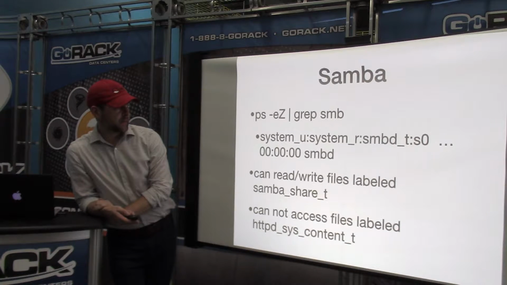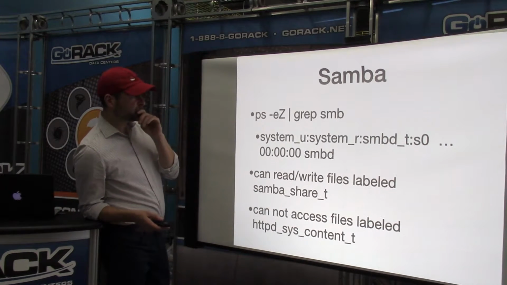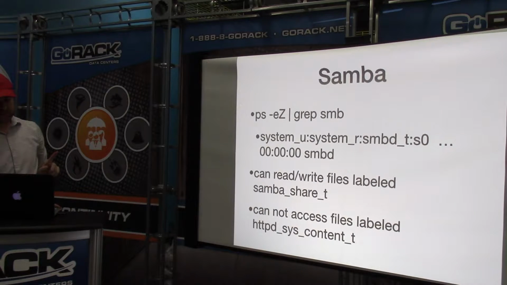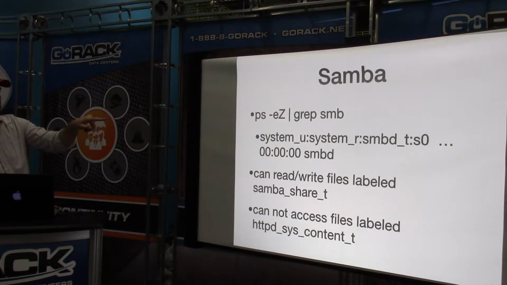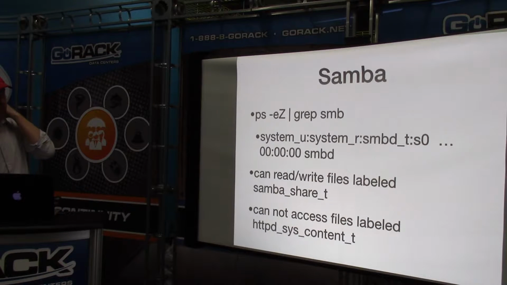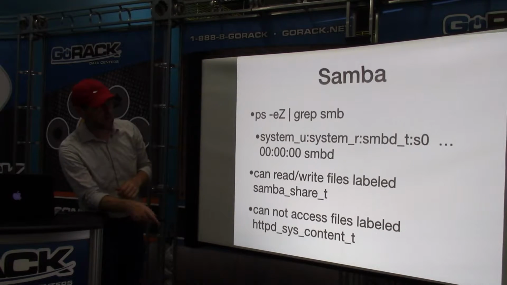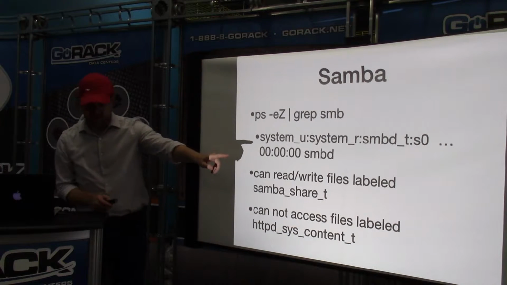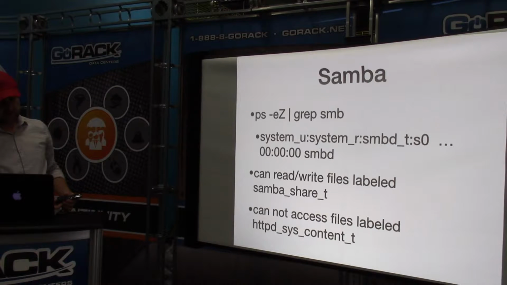For SMB here, let's see. So when we do ps -Z, we're basically checking the process context for SELinux. What we'll get back in this case is we'll see the process here, and then we're also going to see smbd_t, which is the type, and the type defines the domain for the processes and the type of file. So smbd processes are running in the smbd_t domain.